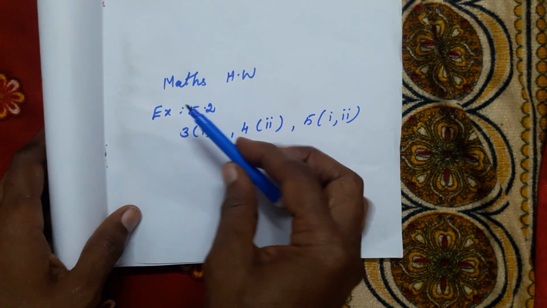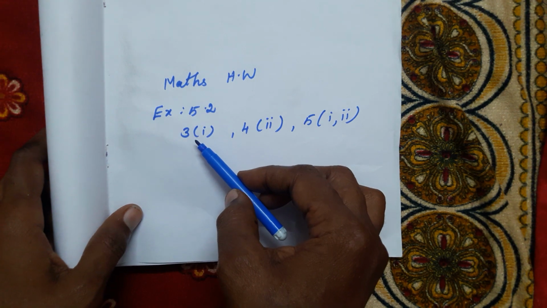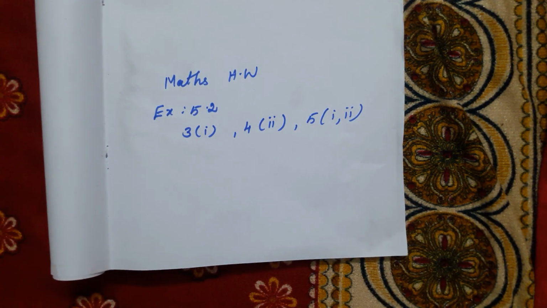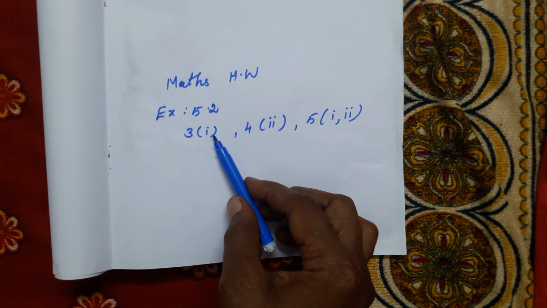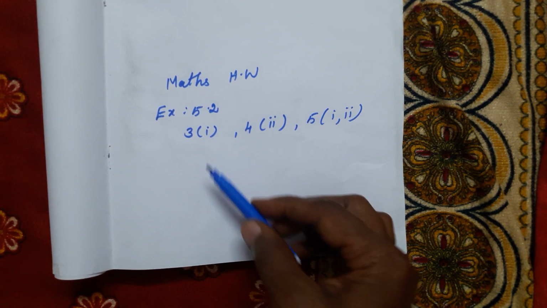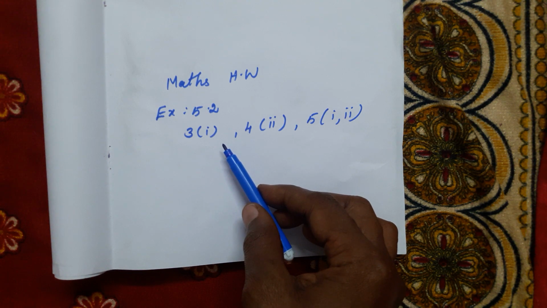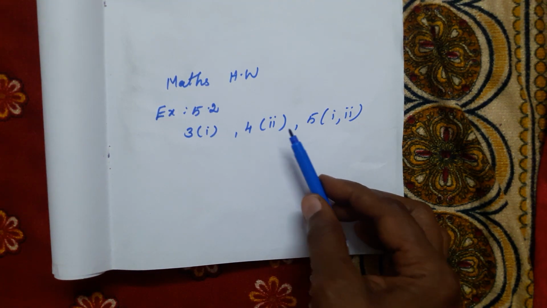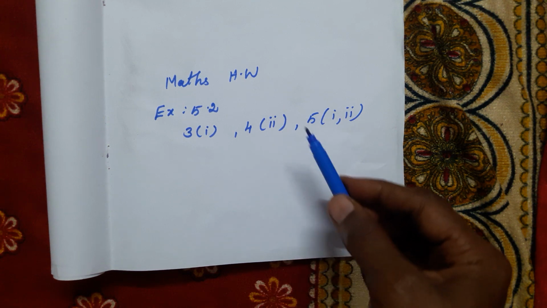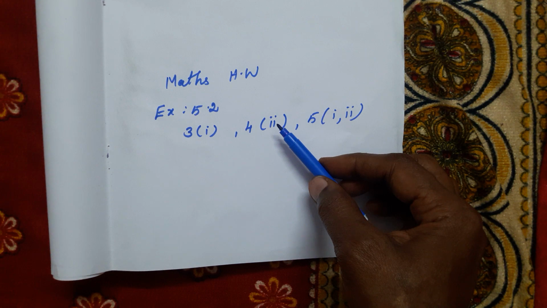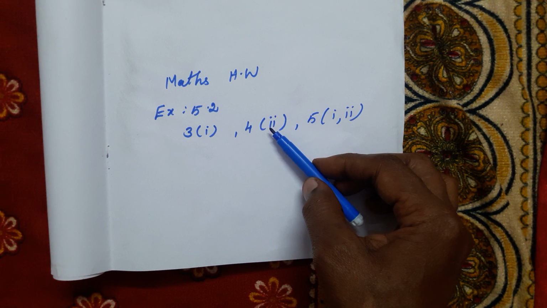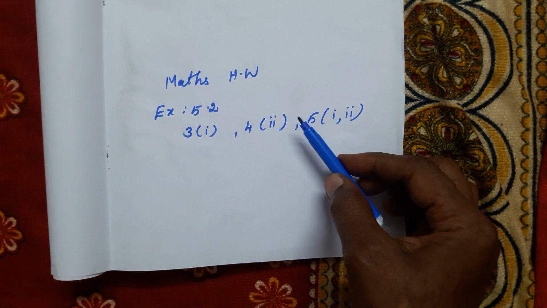Homework: exercise 5.2, third one, first problem. So that the following points taken in order form an isosceles triangle. Already we have completed the second problem. You have to do the first problem. So that it is isosceles triangle means any two sides are equal, like that we have to prove. Fourth one, second problem. Already now only we have completed the first problem. You want to do the second problem. So that the following points taken in order form an equilateral triangle. We have to prove that all the sides are equal, like that you want to prove that.